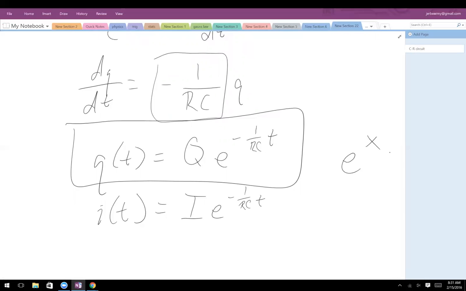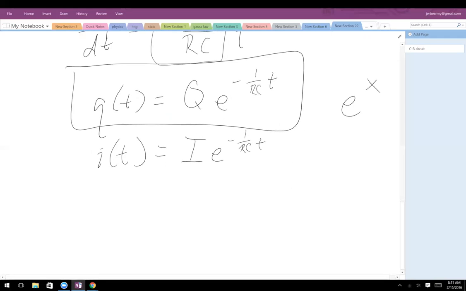Oh, this is like the function, q at time t is given by that. Gotcha. Okay. And this 1 over RC is called the time constant of the circuit. I mean, it's more of a math thing. So let's go back to the problem now.